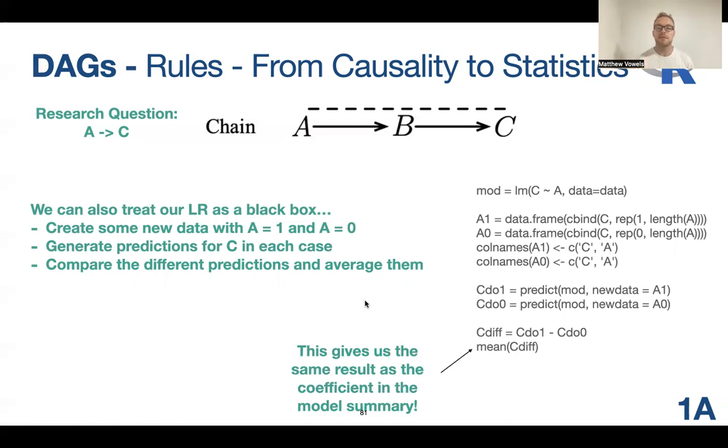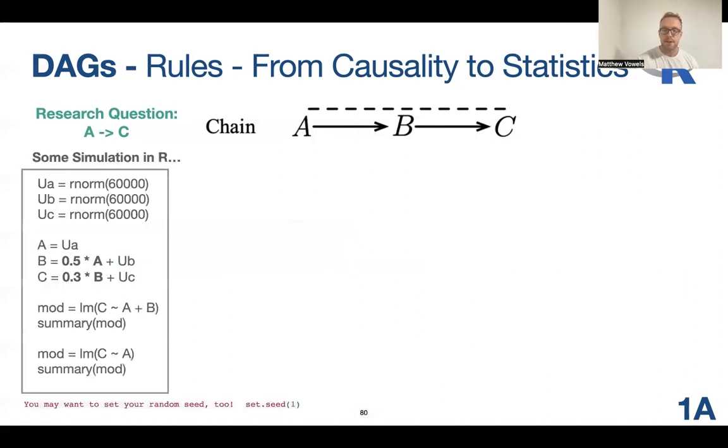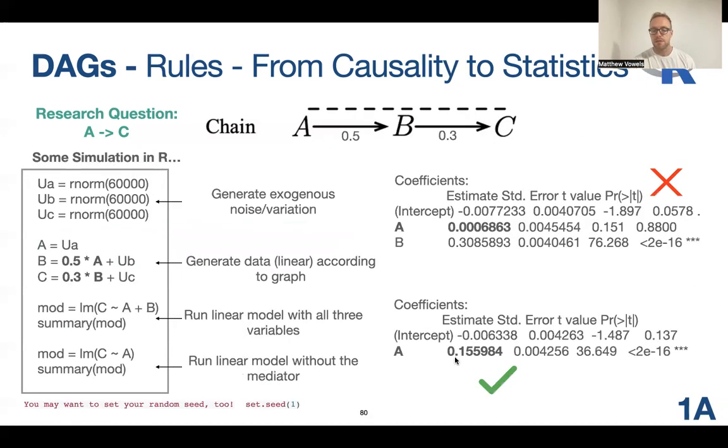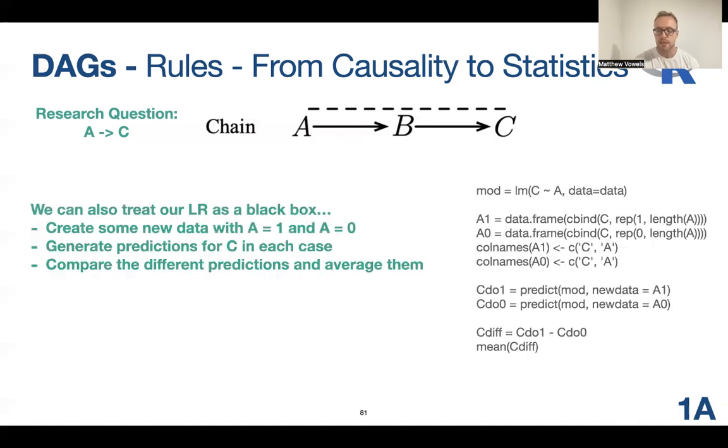So this is the alternative approach that we'll be using much more for machine learning. This is a plug-in estimation approach where we have two different estimators, C-do1 and C-do0. We plug them into the expression for our estimand, which is the difference between these two things, for the average causal effect of A on C, and then we compute the mean. And that gives us the same value as this coefficient here, 0.0156.